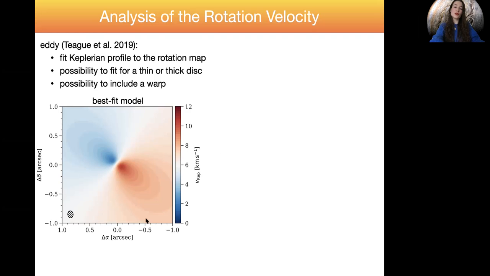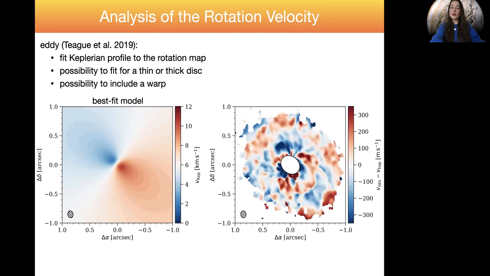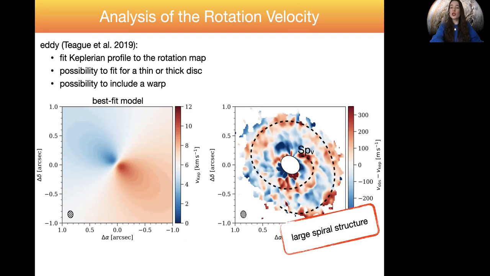Now we can subtract this model from the data to get the velocity residuals for 12CO, and this looks like this. What is striking here is that some spiral structure pops up, and it's a very large spiral structure covering more than one azimuth. So the kinematics are totally dominated by the spiral structure, which is probably also the reason why none of the thick disk or warped models actually converged.